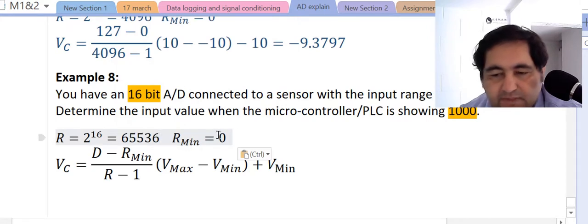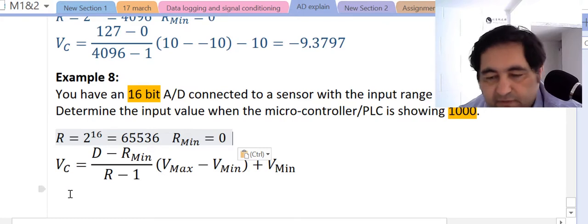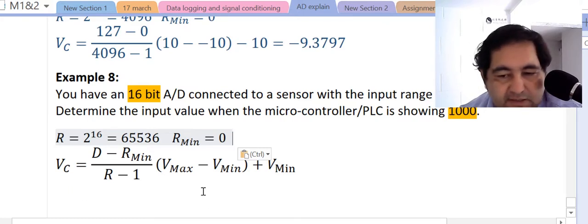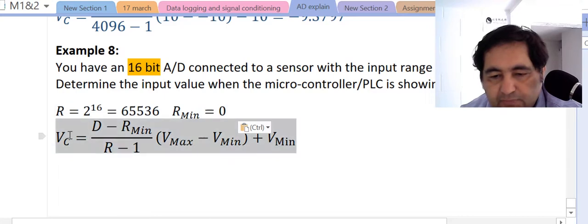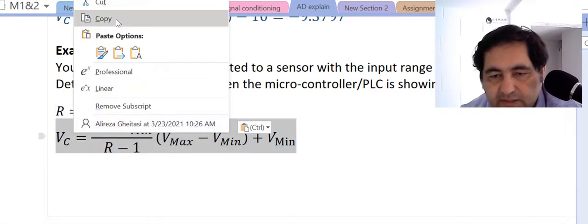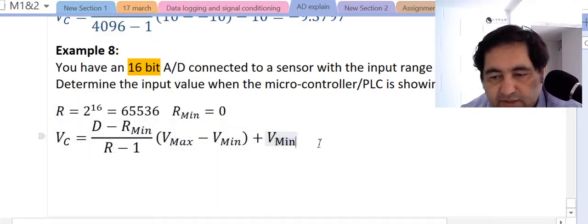Again, likewise, we consider r mean equals 0. We could have a different value, but in most of the cases that we have considered, that is the case. Okay, now VC equals D. Let me keep this formula and copy and paste it so you can see how the values are changing.